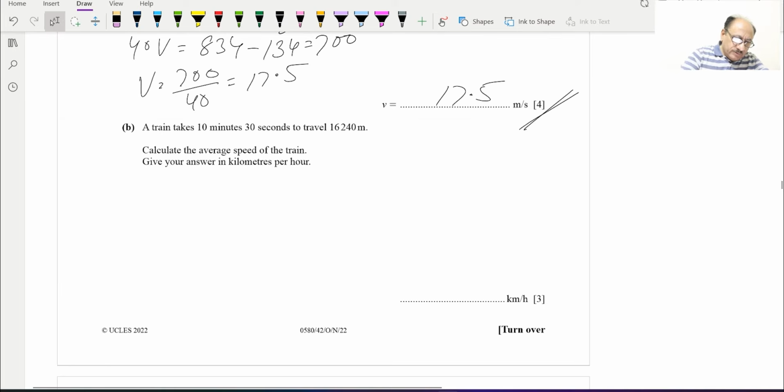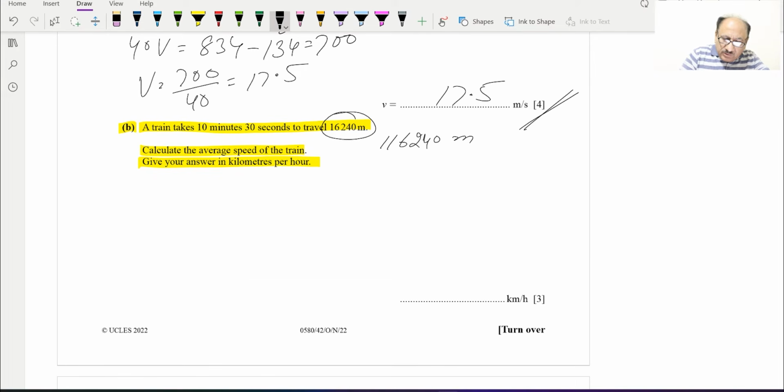Hopefully you understood this. B part, a train takes 10 minutes 30 seconds to travel this many meters. Calculate the average speed of the train. Give your answer in kilometer per hour. So kilometers per hour. First of all, we will change this distance into kilometers.